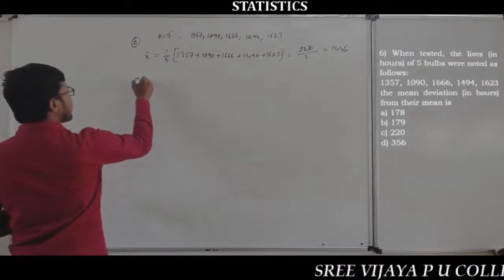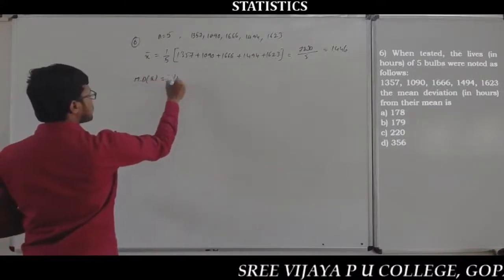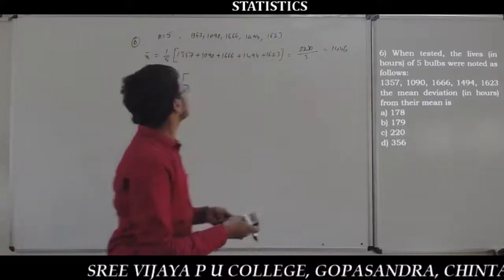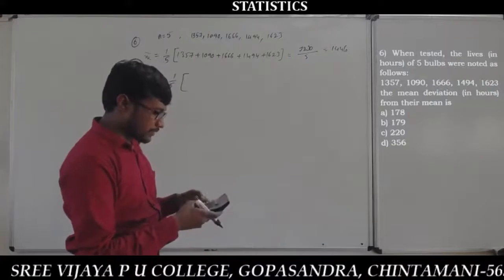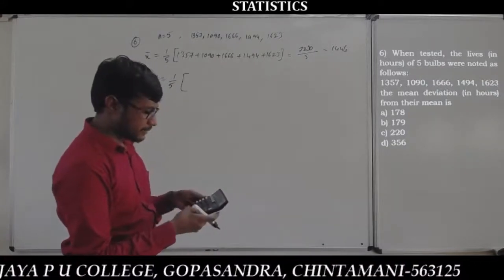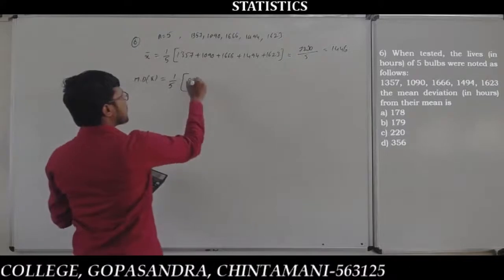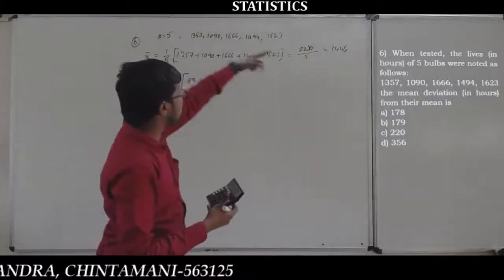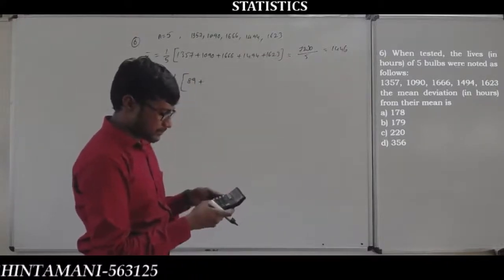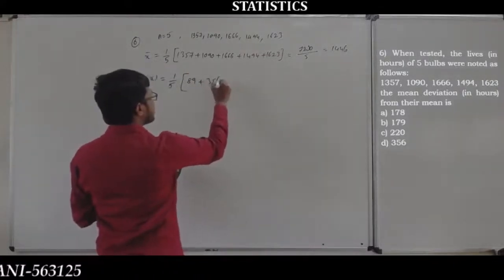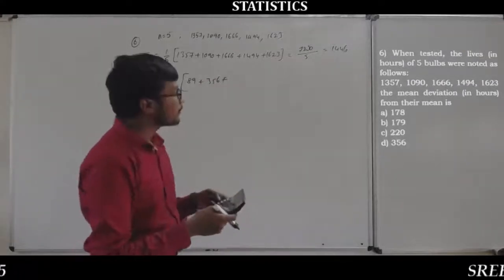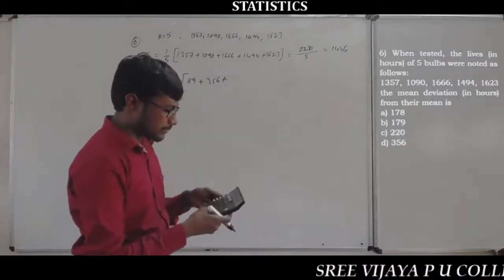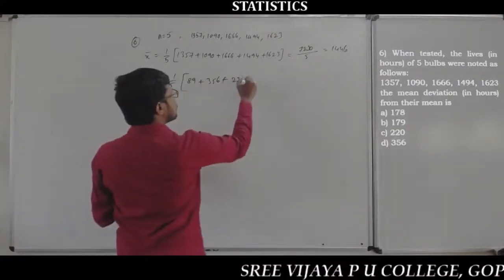Next, to find the mean deviation along x bar, it is the same 1 by 5. From each observation you subtract this value. So 1357 minus 1446, you get minus 89, but we take it as plus 89. Next, 1090 minus 1446, you get minus 356, but take it as plus 356. Next, 1666 minus 1446, you get plus 220 only.